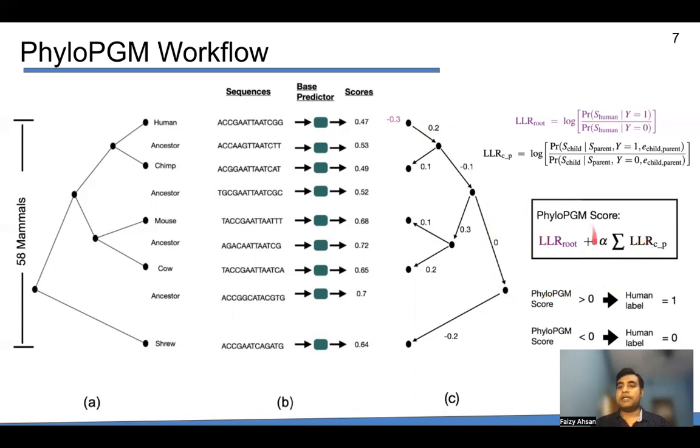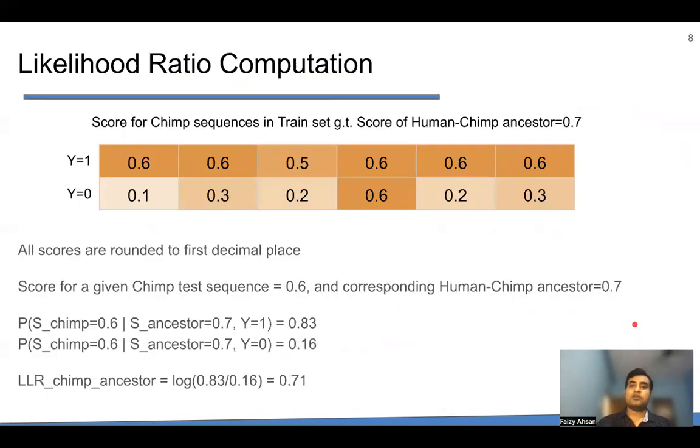Once we compute the PhyloPGM score, if it is above 0, then we term the human sequence a binding site. Otherwise, we term the human sequence not a binding site. So how do we compute the conditional probabilities? In our computation, we first round all the prediction scores to their first decimal place, because we want to use a multinomial distribution to compute the conditional probabilities.